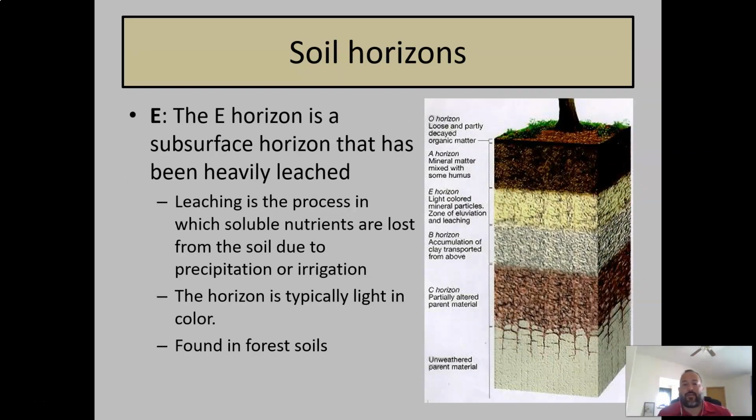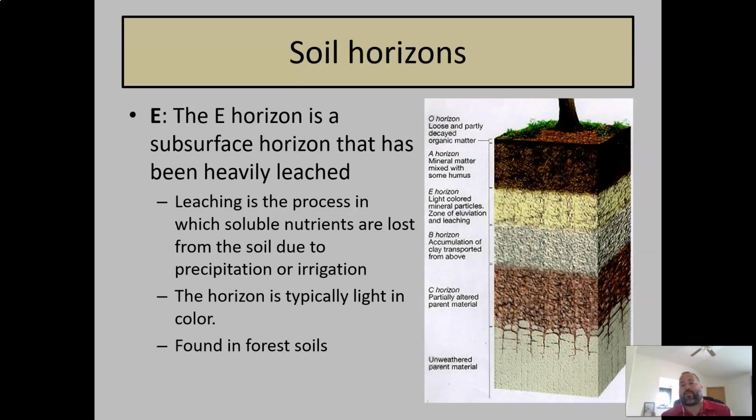So like I said, if it's a forested soil, in between the A and the B, you'll have this E horizon. And the E horizon is going to be lightly colored because it's going to have a lot of material leaching out of it. When we say leaching, that means the nutrients are going to be lost out of that layer.